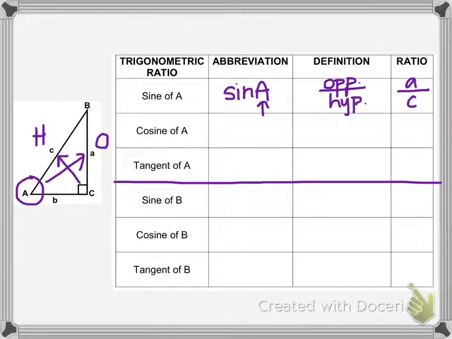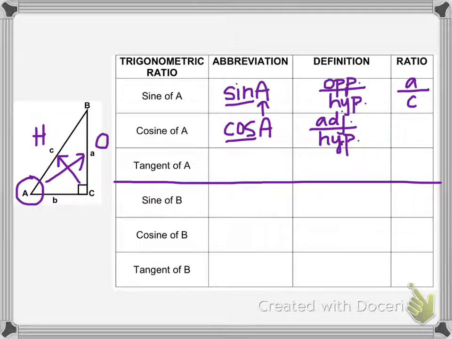The cosine of A, first of all, it's abbreviated as COS. And we still say cosine, we don't say cos. These abbreviations are how you'll see them in your calculator. Okay, that's why we're trying to teach you the abbreviations. The definition for cosine is adjacent side over hypotenuse. So I'm abbreviating both of those.